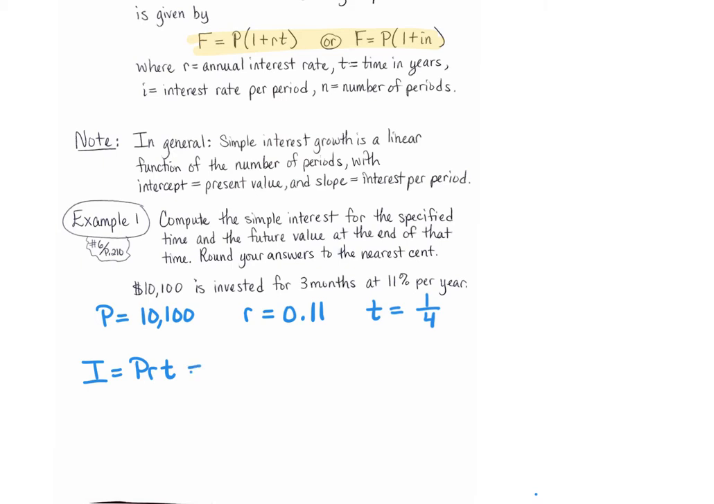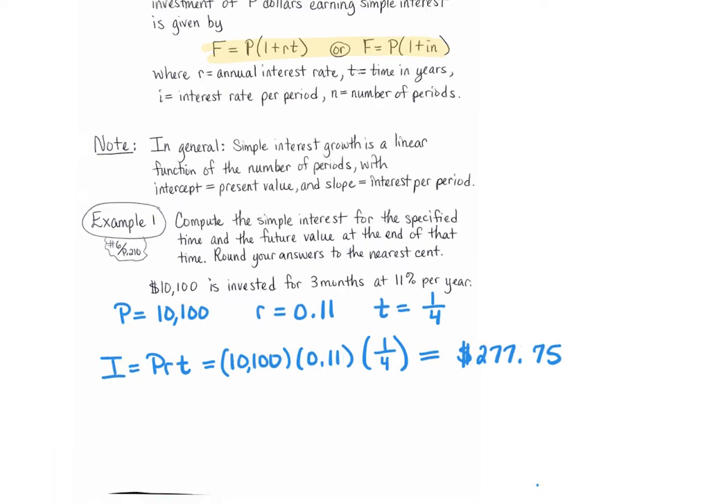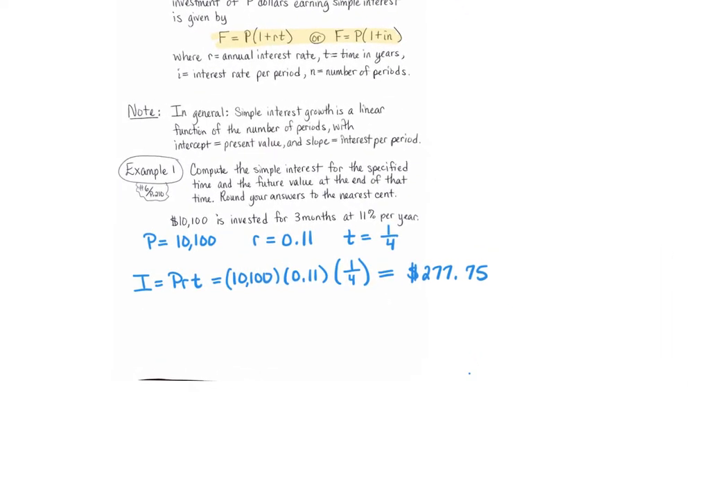So we can find our simple interest. This is equal to 10,100 times 0.11 times 1/4. I encourage you to pause the video now and compute that. When you do, you will get $277.75. So that is your simple interest. Okay. Now we also want to find our future value.